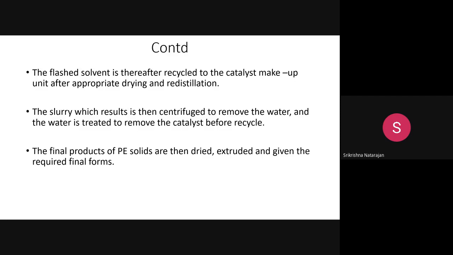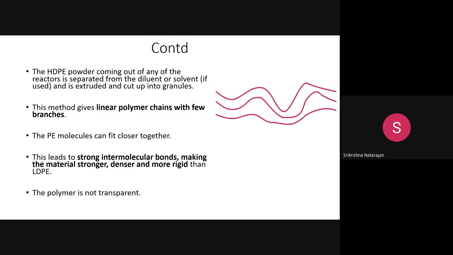And once your polyethylene is formed, you will dry it, you will extrude it, and then whatever form you want to give, you want to make some chips form or whatever shapes you want to make, that you can make. So this is how you make the high density polyethylene. And once you make the polyethylene powder, you can cut them into small granules or pieces, whatever you desire, and you will get a high density polyethylene.